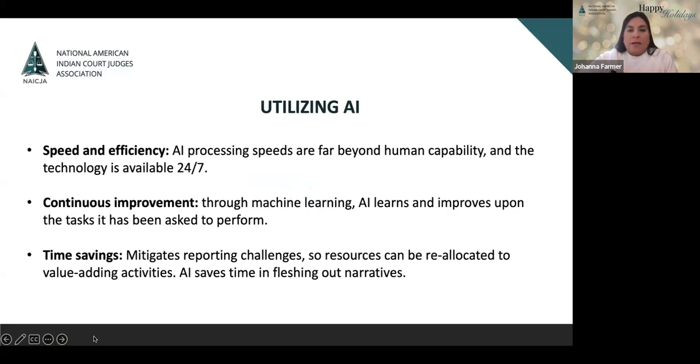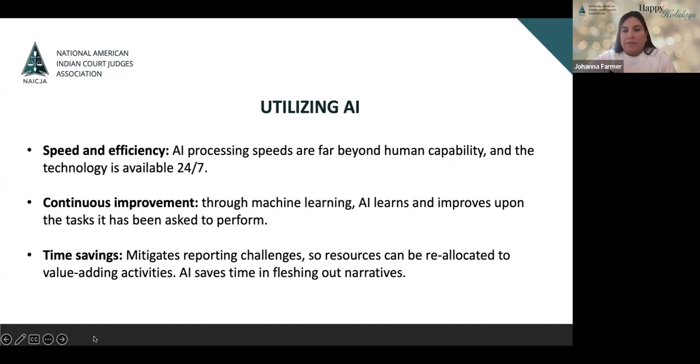So, utilizing artificial intelligence. Part of what we can do as a method for collecting this, and part of why it's beneficial, is the speed and efficiency. AI processing speeds are far beyond human capabilities, and the technology is available 24/7.